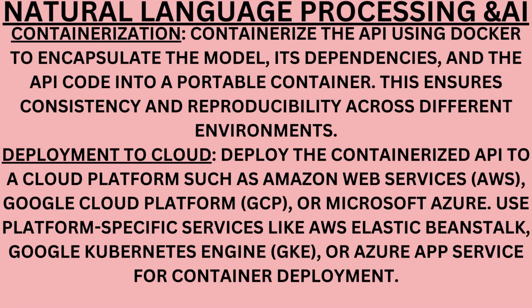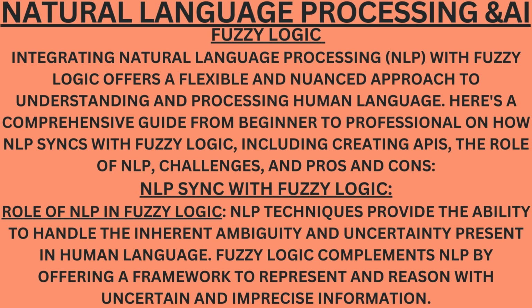Deployment to cloud. Deploy the containerized API to a cloud platform such as Amazon Web Services, AWS, Google Cloud Platform, GCP, or Microsoft Azure. Use platform-specific services like AWS Elastic Beanstalk, Google Kubernetes Engine (GKE), or Azure App Service for container deployment.